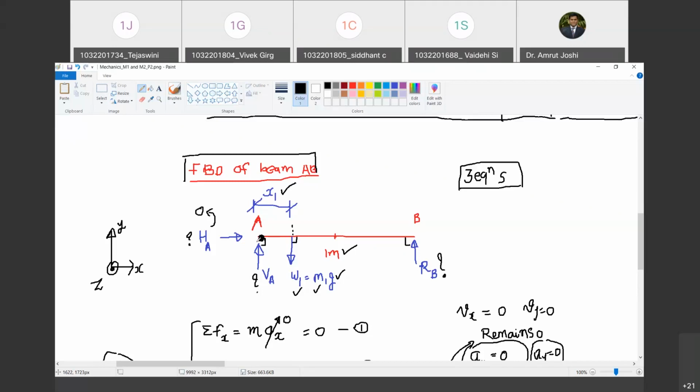No, sir. Can you please repeat that? See, RB's line of action does not pass through A. So it is obvious that it will cause the movement about A, isn't it? Yes. As the lines of action of HA and VA pass through A, they do not cause movement about A. Are you with me? Yes, sir. I'm getting afraid now. Please carefully go and listen to the previous lectures. Okay. So now, what is the movement of RB about A?